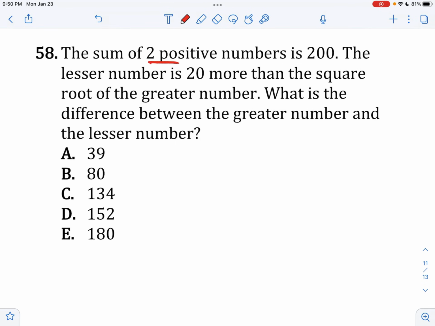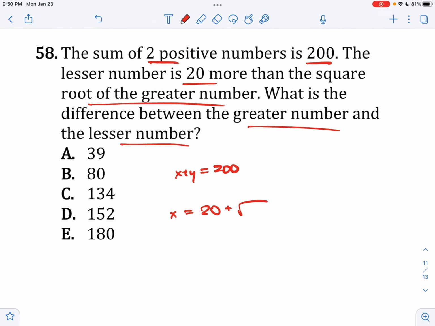The sum of two positive numbers is 200. The lesser number is 20 more than the square root of the greater. What is the difference between the greater and the lesser? So x plus y, let's just say, is 200. And then the lesser number, which we'll just say is x, is 20 more than the square root of the greater. Okay, so we have a system of two equations.